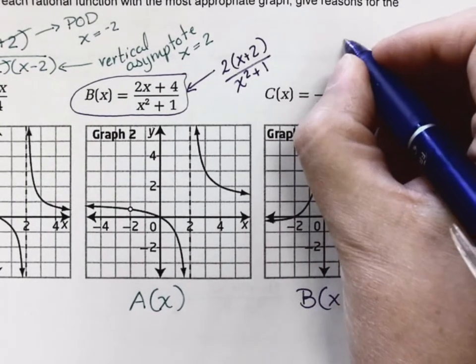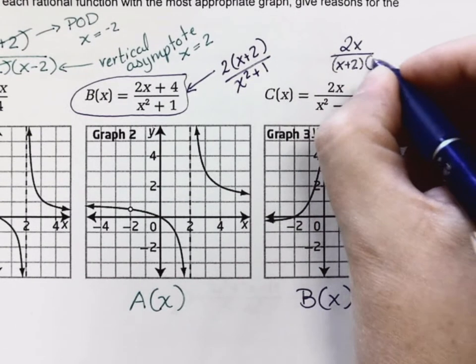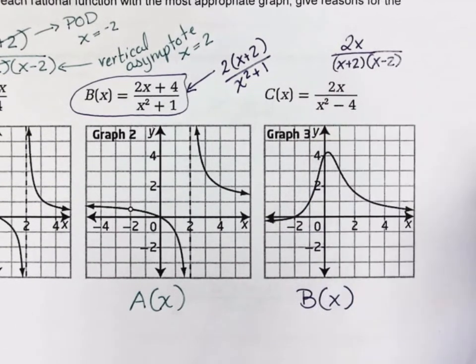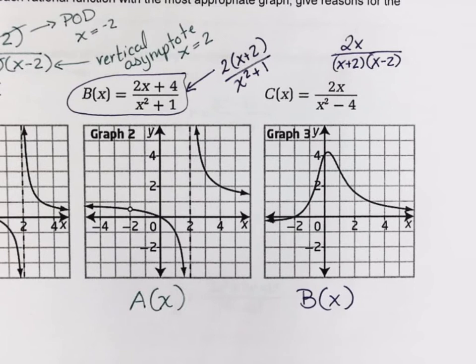Okay. So this one's going to be 2x over (x plus 2)(x minus 2). Anything I can cancel out? No. So no point of discontinuity. I'm going to have asymptotes at x plus 2 and x minus 2.